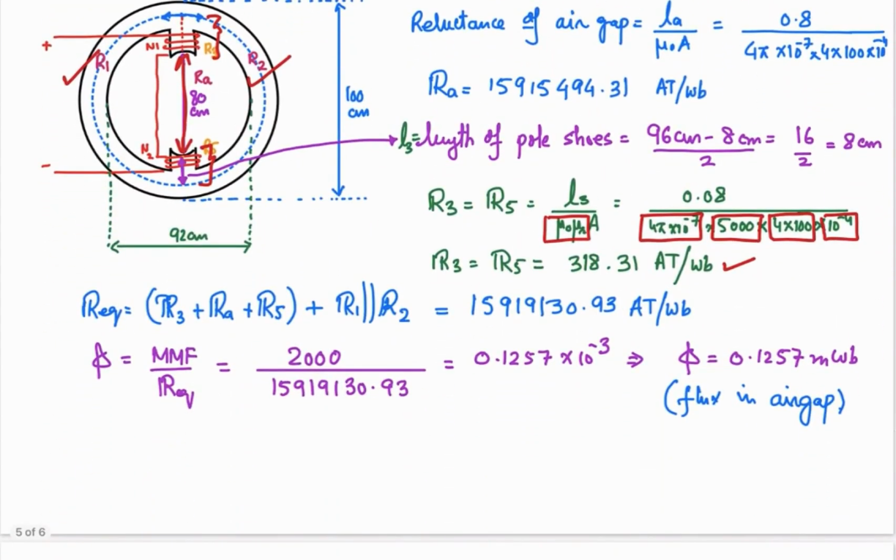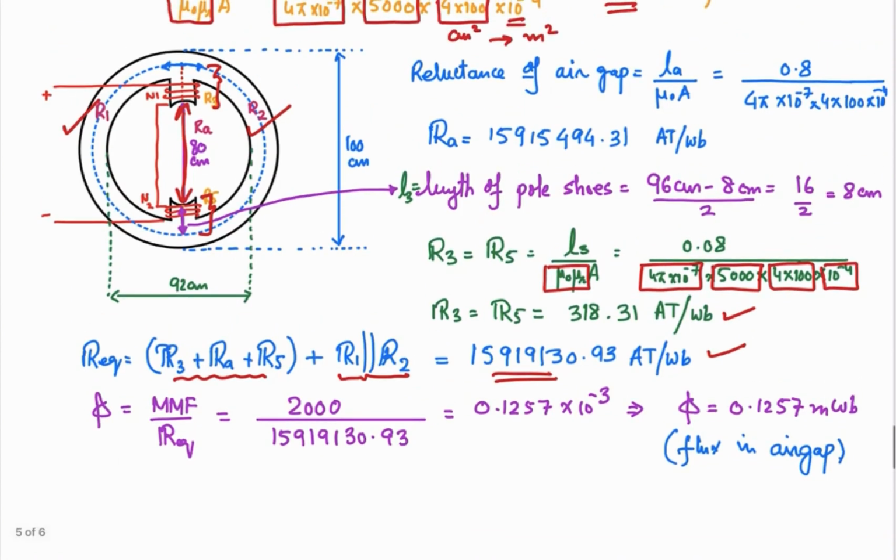So for that, R3 plus RA plus R5, the series combination, and then it will be in series with the parallel combination of R1 and R2. So net equivalent reluctance can be calculated like that. And then by applying the magnetic Ohm's law, that is F is equal to flux into the reluctance, from here the flux will be equal to mmf divided by the reluctance.